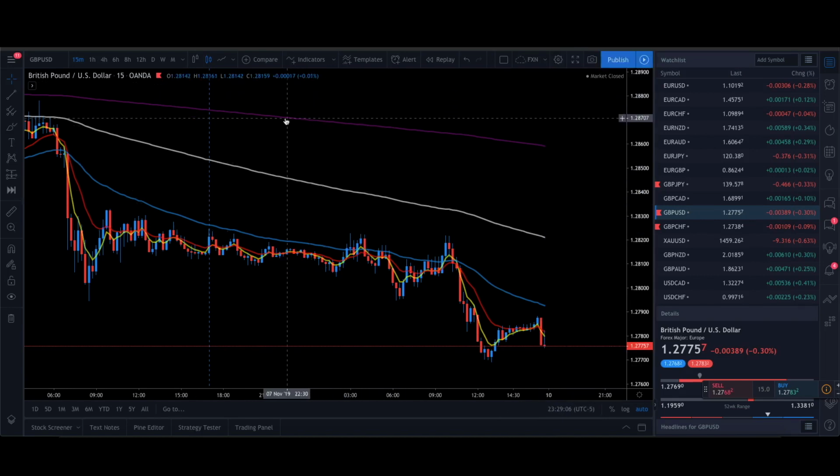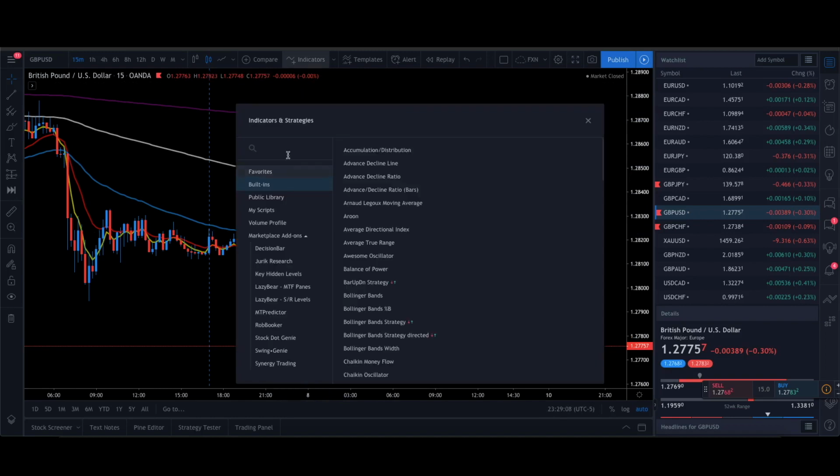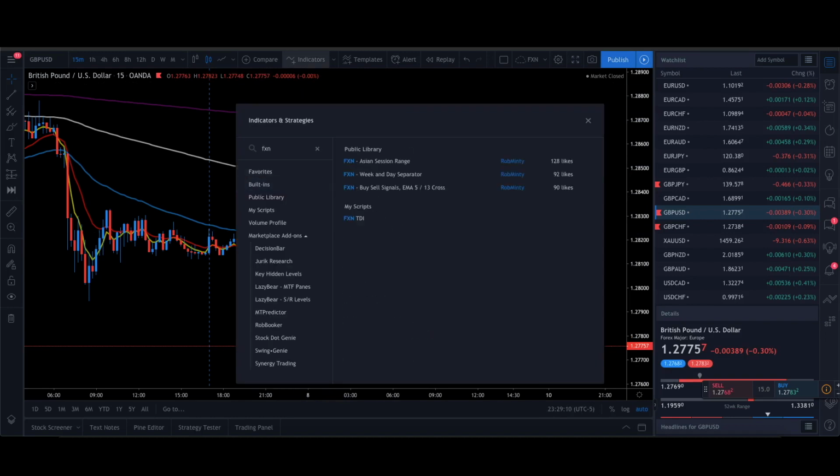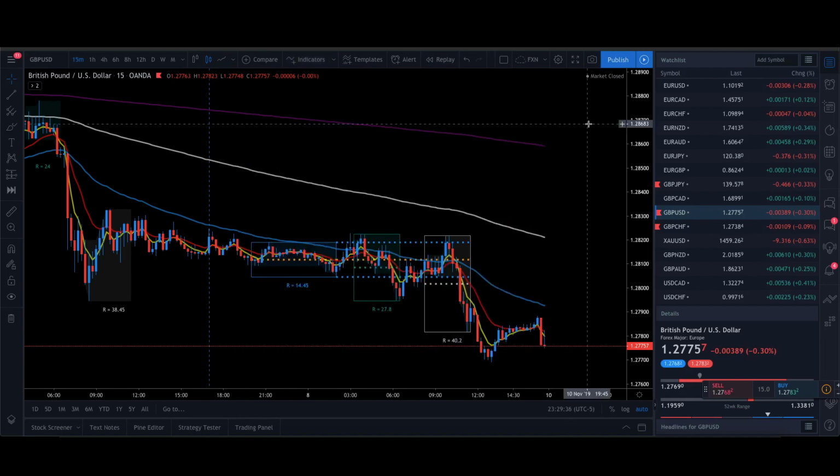To get the indicators, just go to indicators up here in TradingView, type in FXN, and you'll see the three indicators. First let me go ahead and show you the Asian range indicator and how to correctly use it, because these indicators are great, but I want to make sure you understand how to correctly use them so you don't interpret the indicators in a different way than the way that I intended it to be created. So let's go in and talk about this one first.